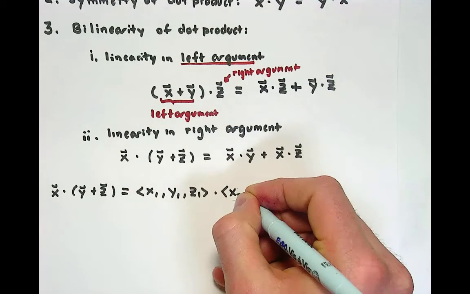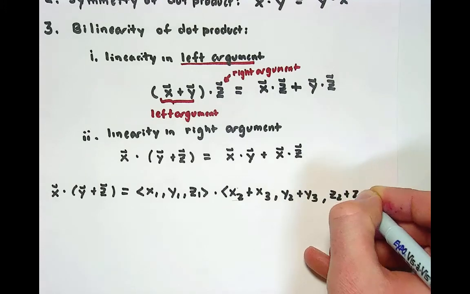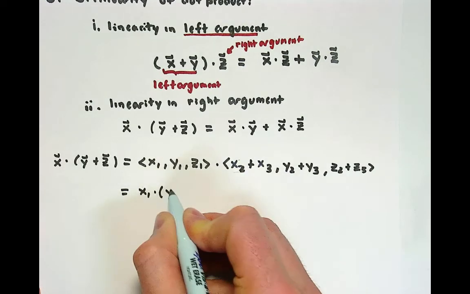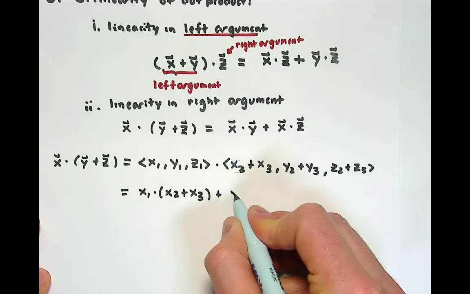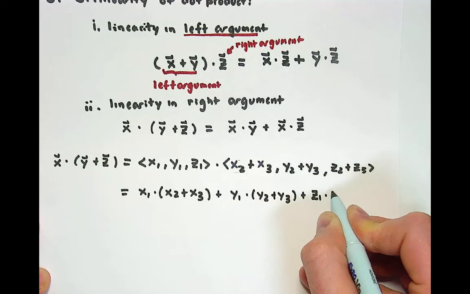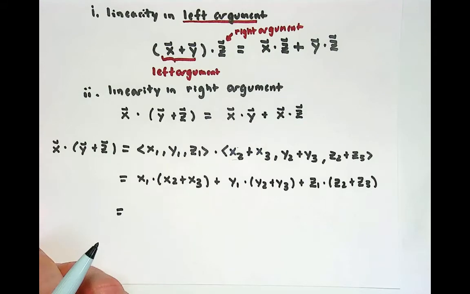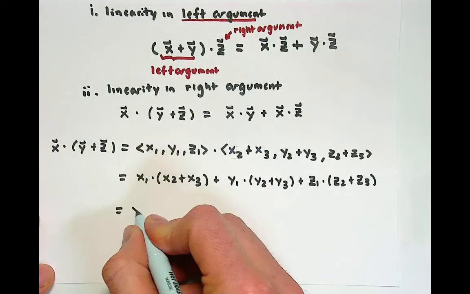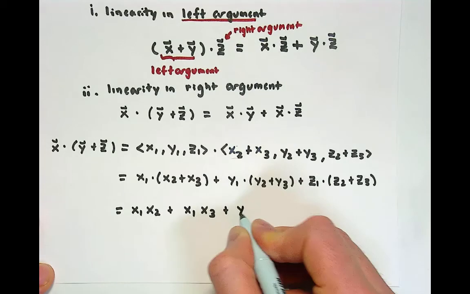So here we have x2, here's x3, here's y2 and y3, and here's z2 and z3. So when we take this product, we take the product of the first two. Now we've got y1 times y2 plus y3, and then we've got z1 times z2 plus z3. And of course, all of these products exist in R1, in the space of real numbers, which means that we can distribute this multiplication over those additions. So now we've got x1 times x2. I'm feeling a little adventurous today, which means I'm not actually going to write the symbol.